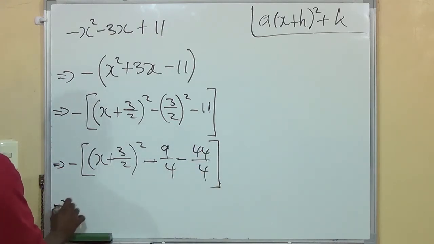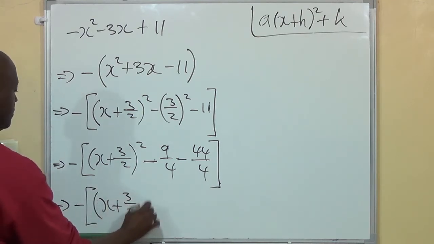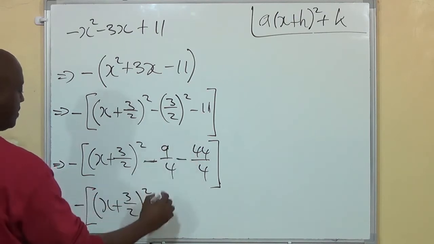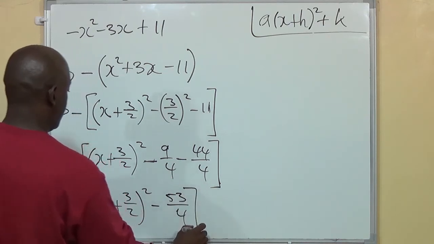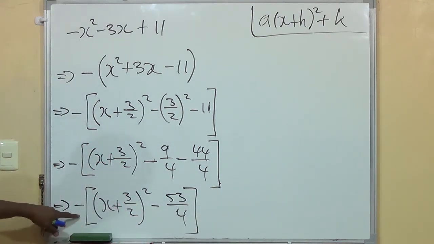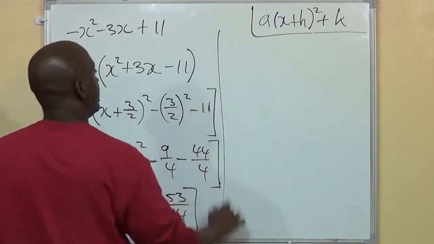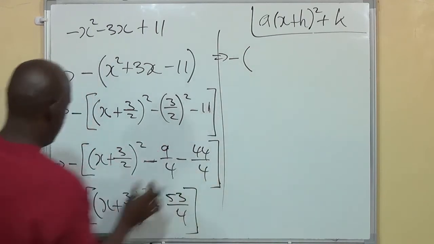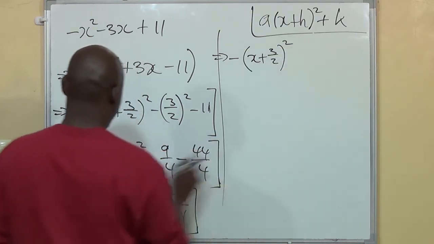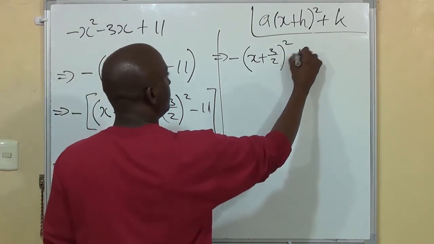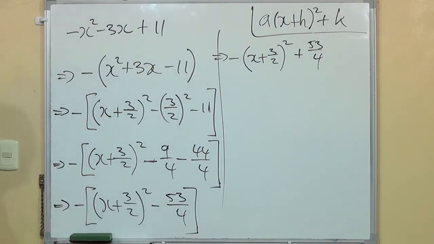Your next line would be minus sign x plus 3 over 2 squared, minus 9 minus 44, which is minus 53 over 4. Remember, of course, that the minus sign is multiplying everything inside the square bracket. The very next line would simply be minus into x plus 3 over 2 squared, minus 1 times minus 53 over 4, which is plus 53 over 4. And that is the final solution.